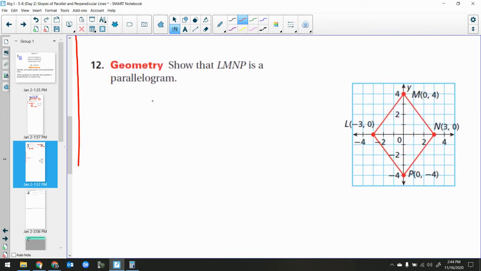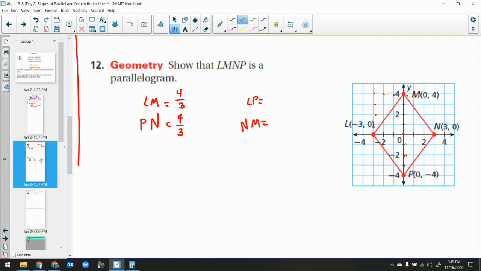And again, for a parallelogram, I need to show that opposite sides, LM and PN, have the same slope, as well as LP and NM have the same slope. Okay, so that LM, I rise 1, 2, 3, 4, run 1, 2, 3. 4 over 3. Let's check PN. 1, 2, 3, 4, 1, 2, 3. Rise 4, run 3.